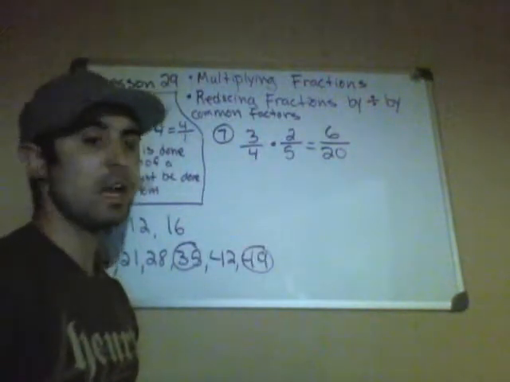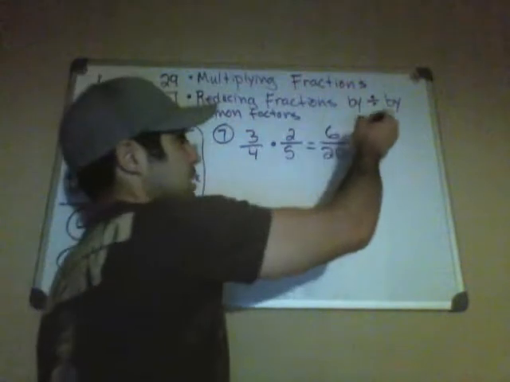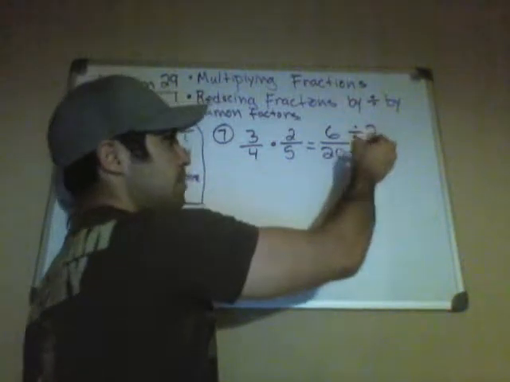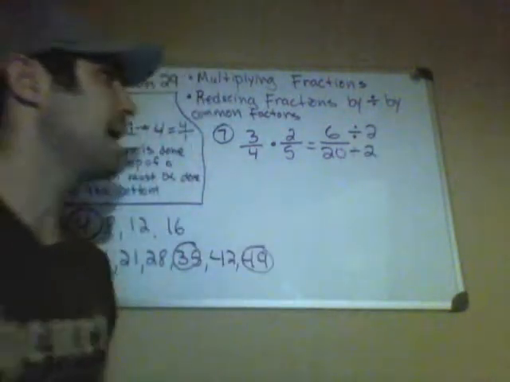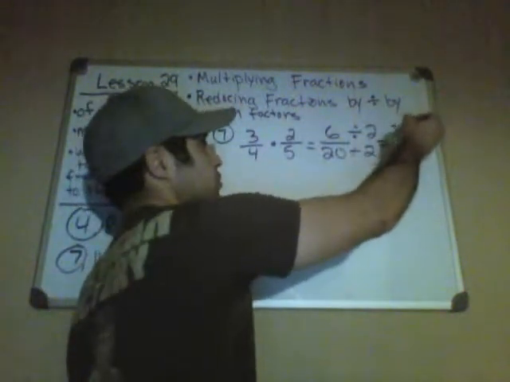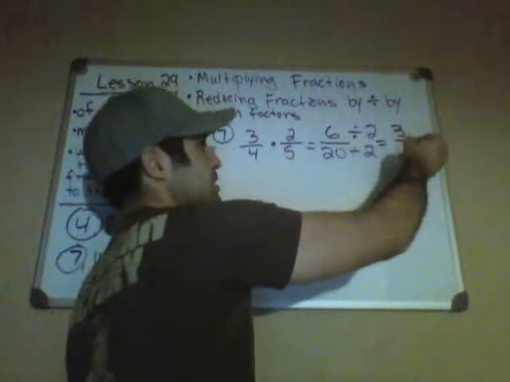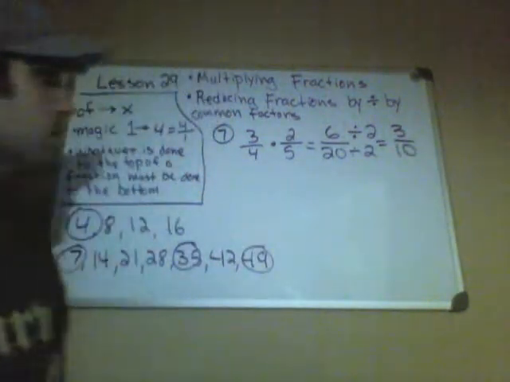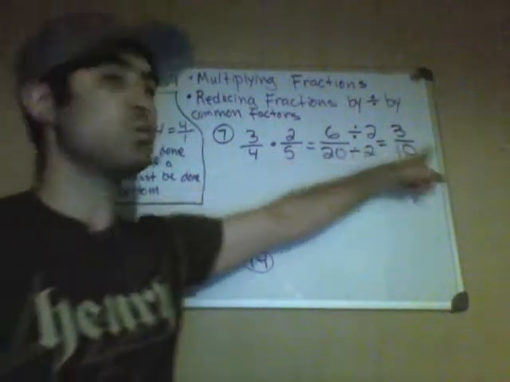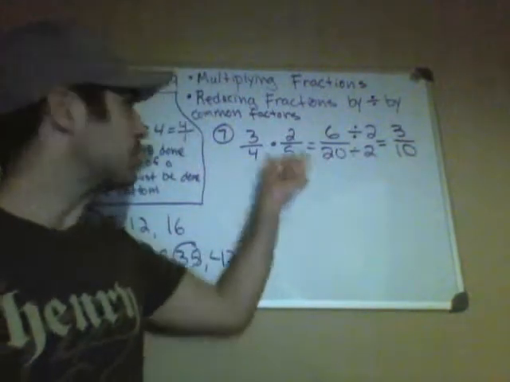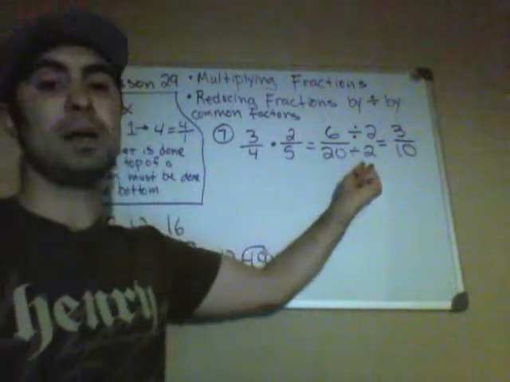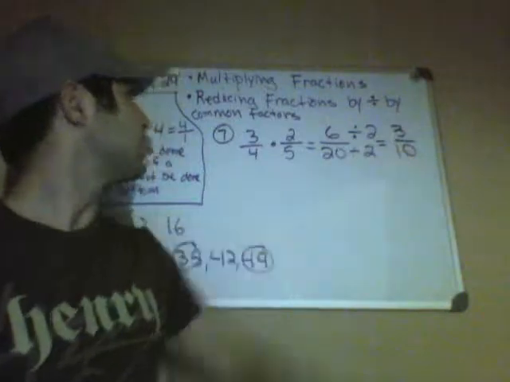I know that those have a common factor. Let's go ahead and divide the top by 2. You know that's going to divide by 2, and the bottom by 2. Okay, how do I know they're going to divide by 2? Because they're both even. Okay, 6 divided by 2 is 3. 20 divided by 2 is 10. Okay, so 6/20 reduced to 3/10. So 3/4 of 2/5 is 3/10. All right. So there's 2 steps in there. You have to multiply the fractions, and once you get your answer, you have to reduce the fraction by dividing by a common factor. And you'll get 3/10.